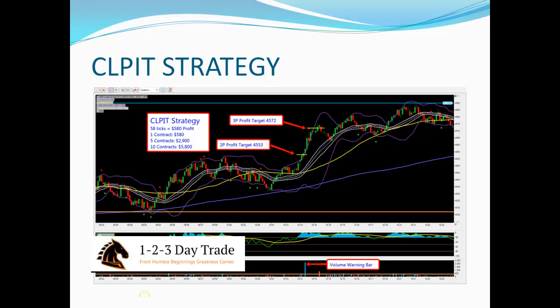Obviously, if you're down 100 ticks, you've got to know where your limit is. If $1,000 is your limit, if 500 is your limit, whatever your limit is, you've got to have that trading plan. That's another discussion all in itself.